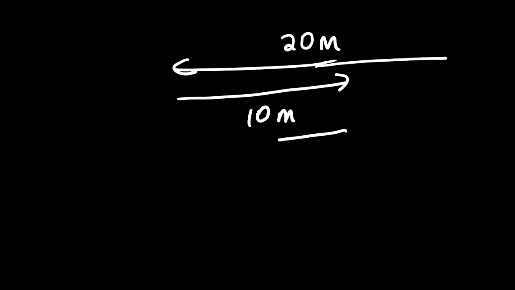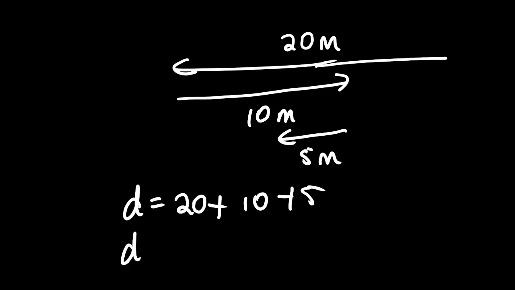Another example, let's say we have this person traveling from right to left, a distance of 20 meters, and then goes back to the right direction 10 meters, and then goes 5 meters again to the left. Now what is the distance covered by the person? Remember, for distance we only take the sum of all the paths taken, so it's 20 plus 10 plus 5, which will be 20 plus 10, it's 30, 30 plus 5, it's 35 meters.